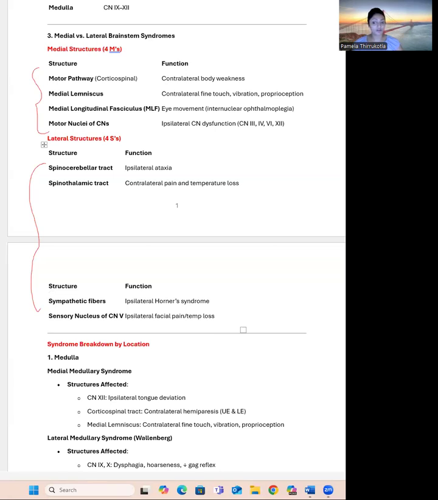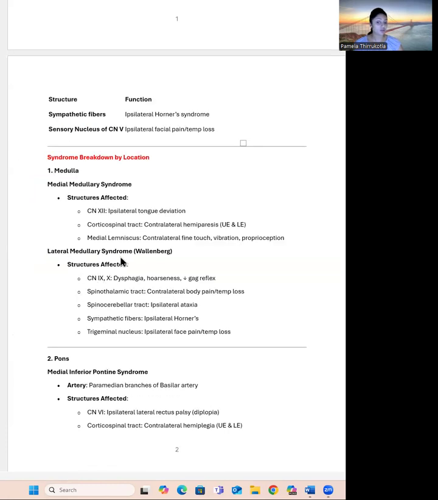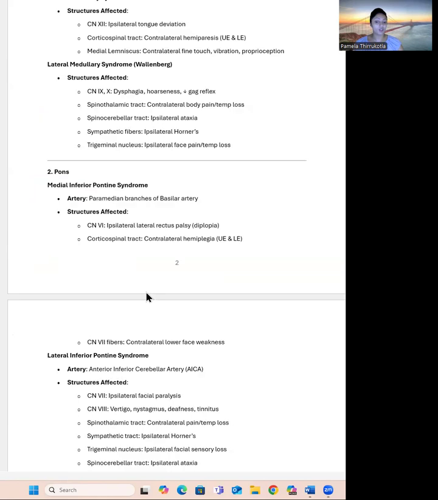And the most important syndromes have been covered today, like your medullary syndrome. Remember, your Wallenberg syndrome is important, which is your lateral medullary syndrome. And then your Weber syndrome is super important. In pons, I believe that you have to know medial inferior pontine syndrome and your lateral inferior pontine syndrome.